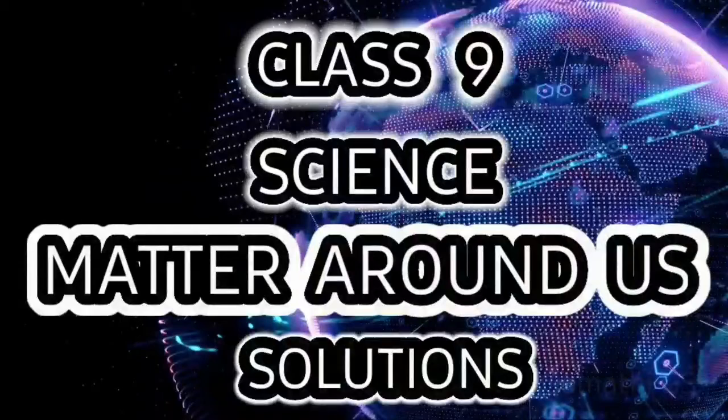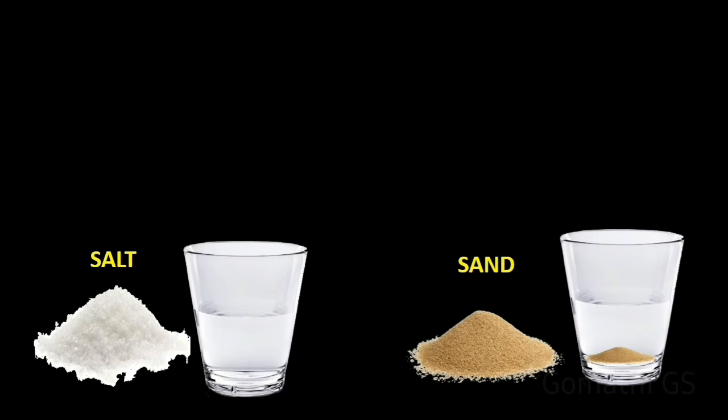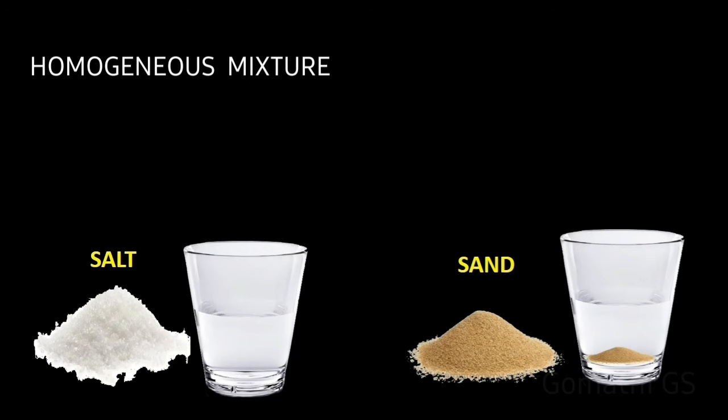Children, today we are going to discuss an important and interesting topic. Shall we start today's class with an activity? Now add a pinch of salt and sand separately in the given glasses of water. What do you observe? Children, see, the salt dissolves in water completely and we can't see the salt particles. This mixture is said to be homogeneous mixture.